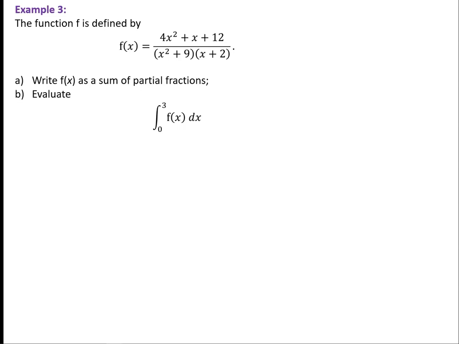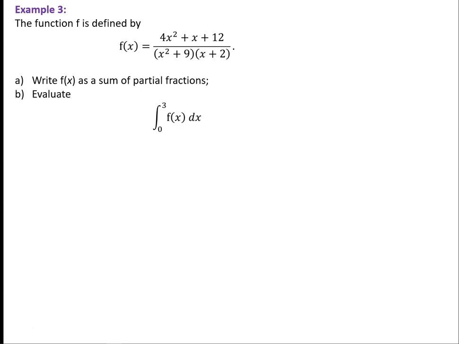And for our final example in this video, we're going to look at the function f, which is defined by 4x squared plus x plus 12 divided by x squared plus 9 times by x plus 2. We're going to write f as a sum of partial fractions, and we're going to then evaluate the integral between 0 and 3 of f.